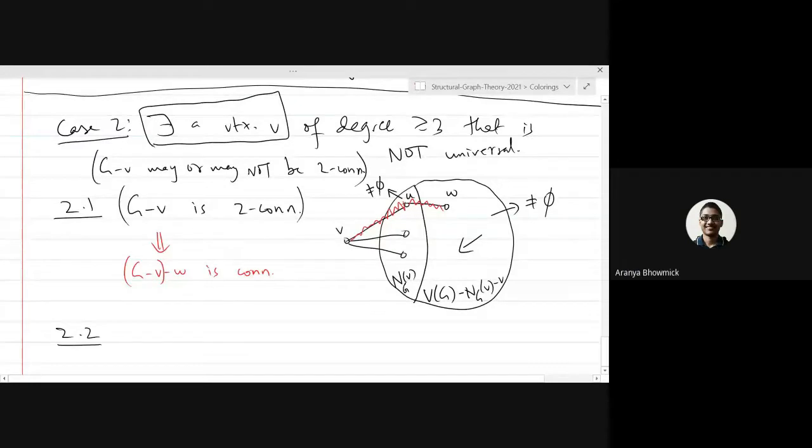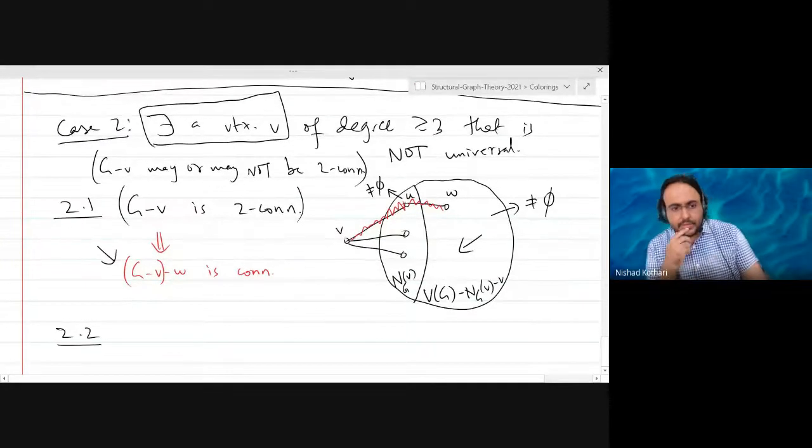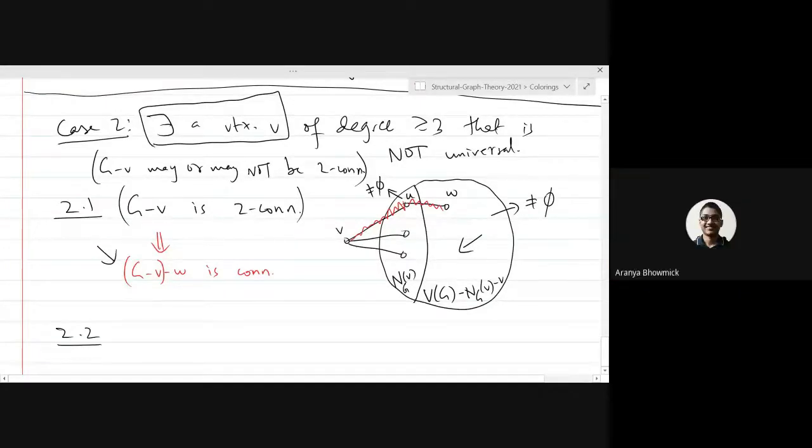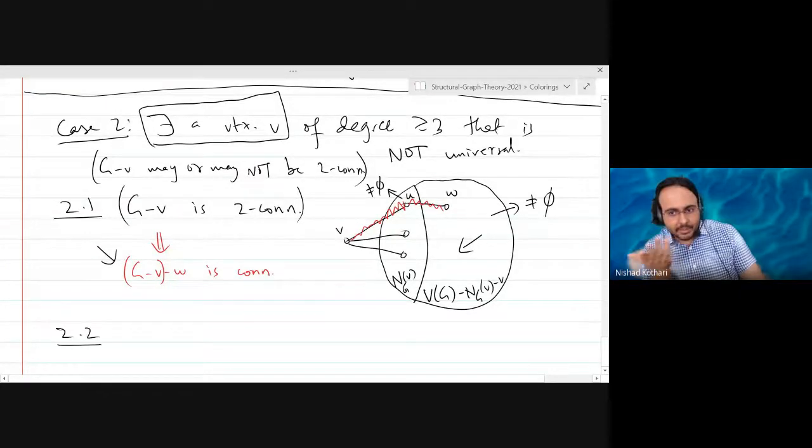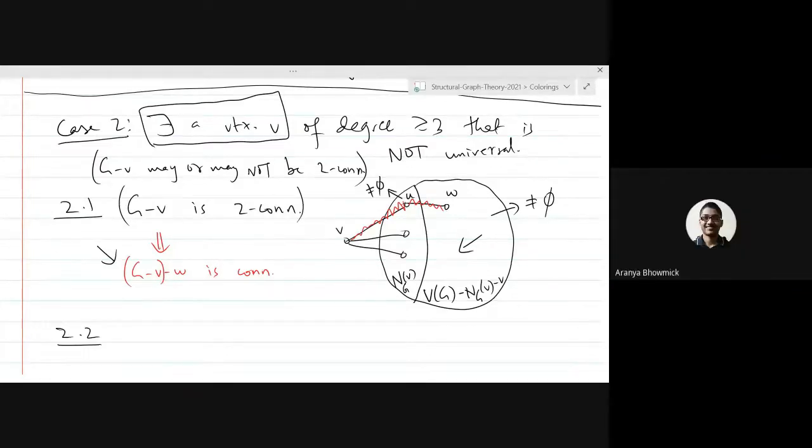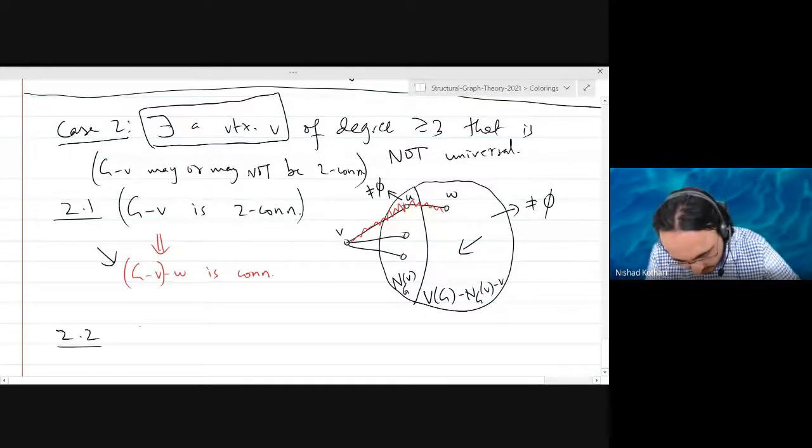But why will G minus V be connected? It is not clear to me. G minus V is two connected. That is our assumption. So I'm deleting one vertex from a two connected graph. Okay, I got it. So the next case is when G minus V is not two connected.